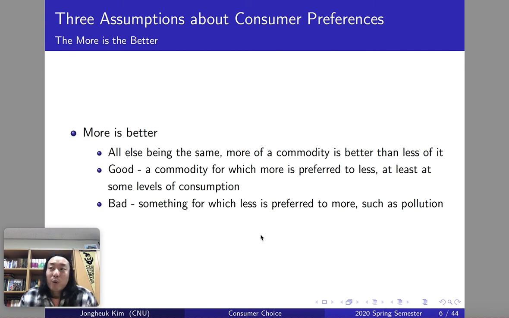But it is not always the truth for everything, which means that something that can give you the reverse happiness can be, your preference can be reversed, such as pollution. Less is better in pollution, right? But you have to consume pollution because you cannot avoid consuming pollution. So consuming pollution is our destiny in our life, but less pollution consumption will always be better for our life.